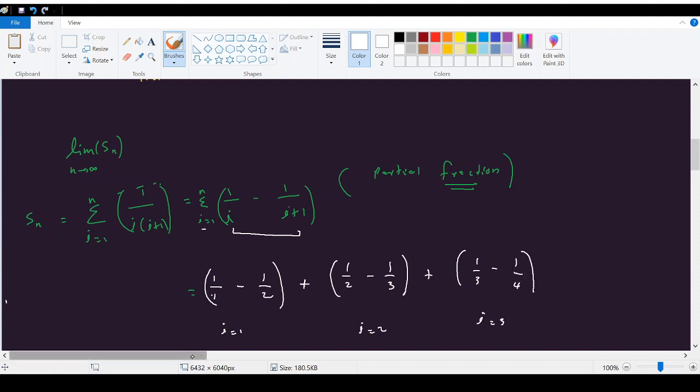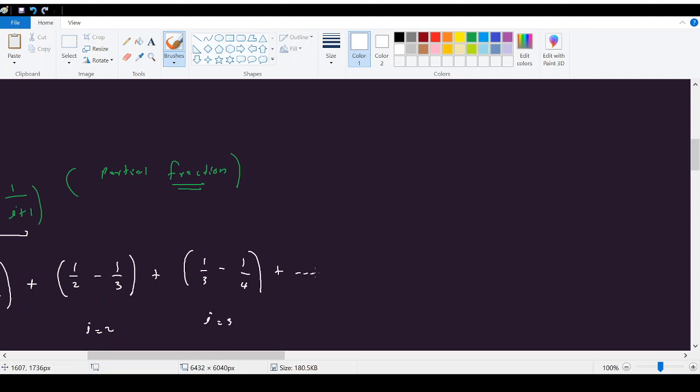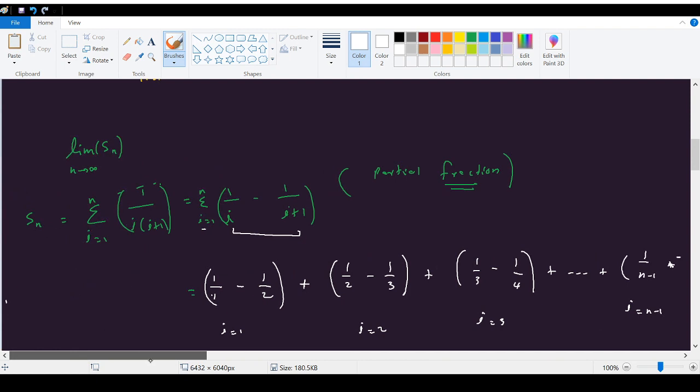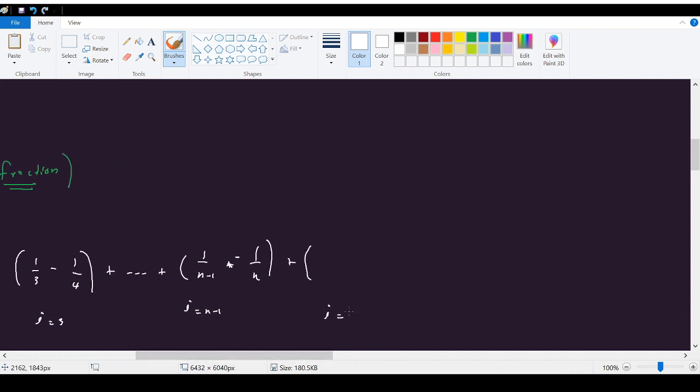Okay, and likewise it will go up to, let's take i equals n minus 1, then that will be 1 over n minus 1 plus 1 over n, and this is not plus, it will be minus. And the last term, now since we have a finite term, we can specifically consider the last term, but if it was infinity, we cannot really consider the last term, right? But here, since it is finite, we have a specific last term, right?